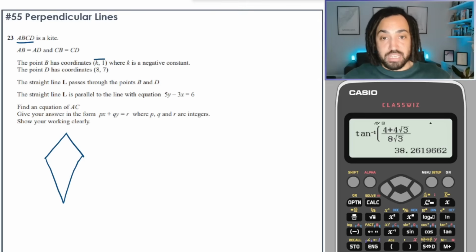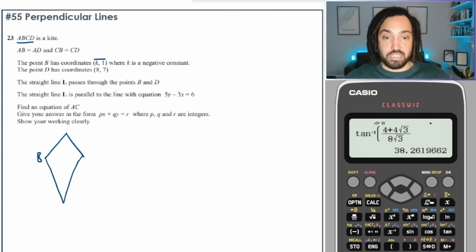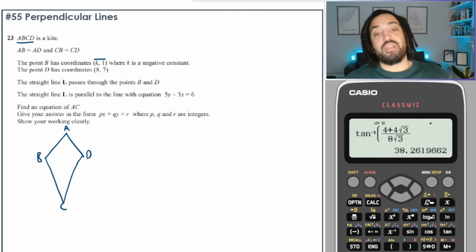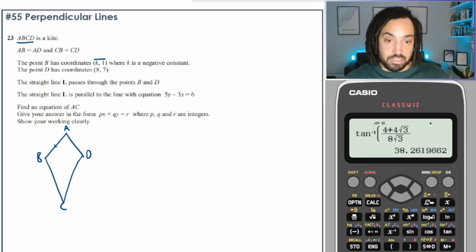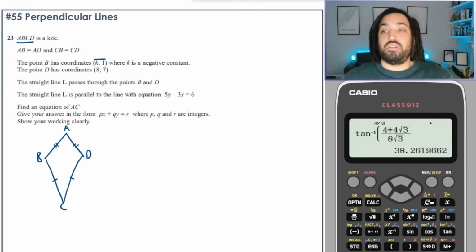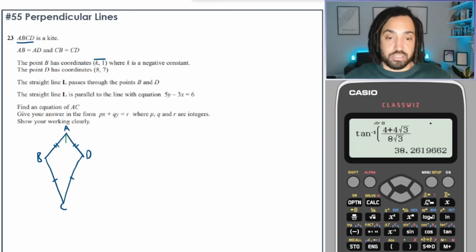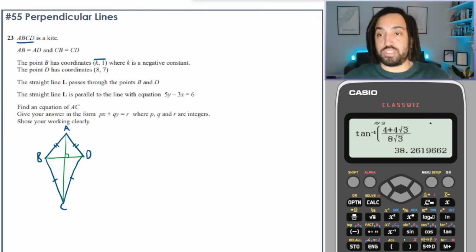It says that B has a negative x and D has a positive x. So I'm going to put B on this side. So it means I'm going to go A, B, C, D. And we know that AB is equal to AD. So these two are the same. And CB is equal to CD. So those two are the same. Okay. A really important thing about kites is that they have diagonals that meet at right angles, which is going to be super helpful for this question.